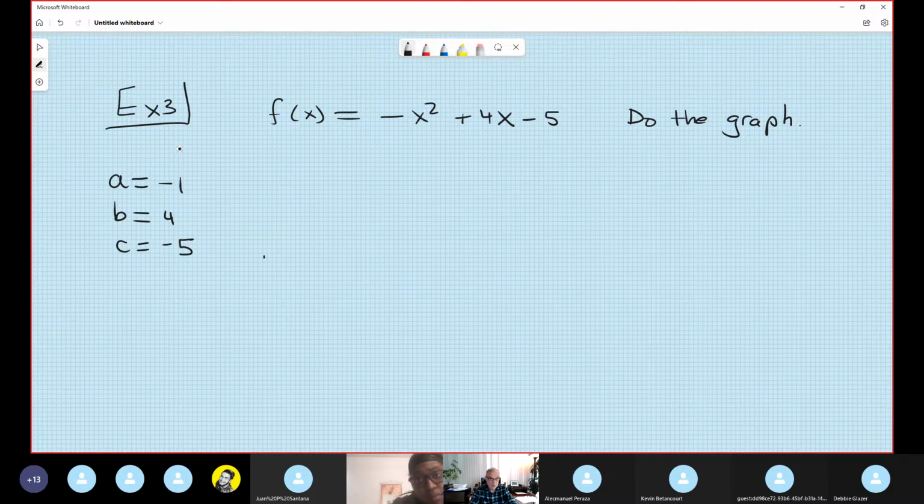Down. Down. She said it's down because a is negative. I need to find the famous vertex, h, k. This is the most important point. So you cannot do the graph of the parabola without the vertex. You obtain the y-intercept and the x-intercept, this is complementary, but the most important point is the vertex. So the formula is h equals minus b over 2a. This is the most important formula today.